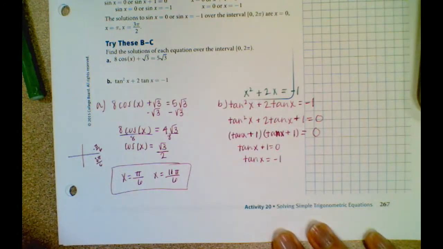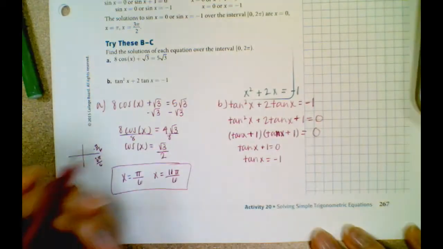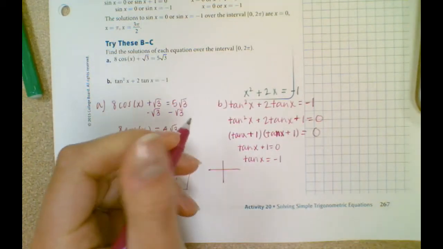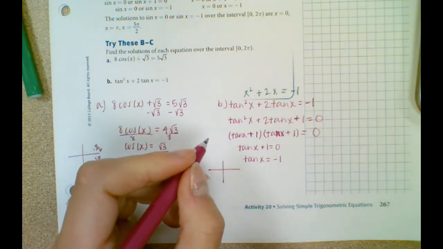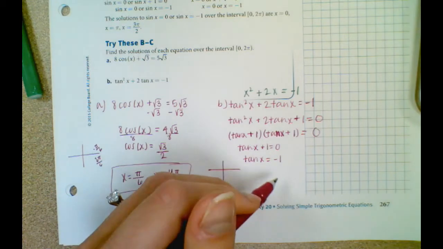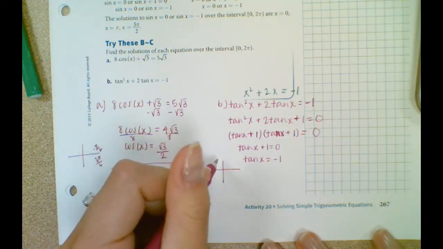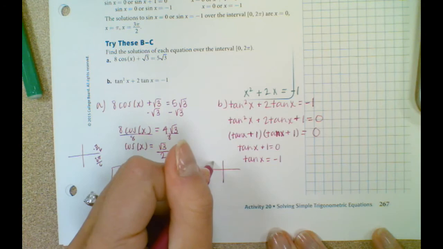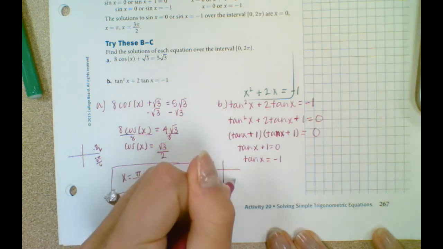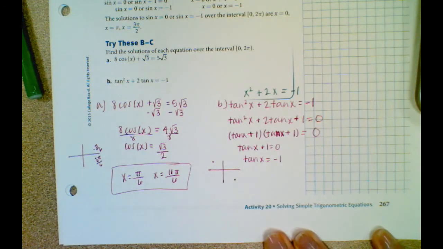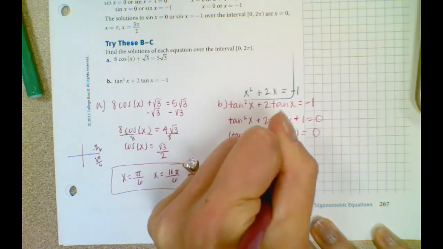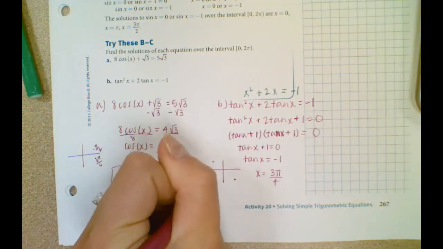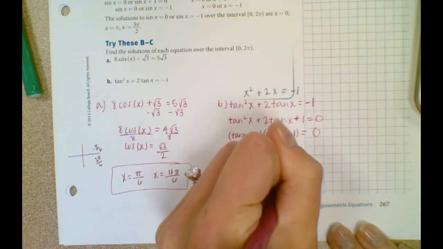So that occurs in 2 spots. Let's look at where that happens. That's when the x and the y values have to both be the same, so that's at the 45-degree angles. And I know tangent has to be negative. So tangent is negative in quadrants 2 and 4. So this value is 3 pi over 4, so x equals 3 pi over 4, and this is 7 pi over 4.